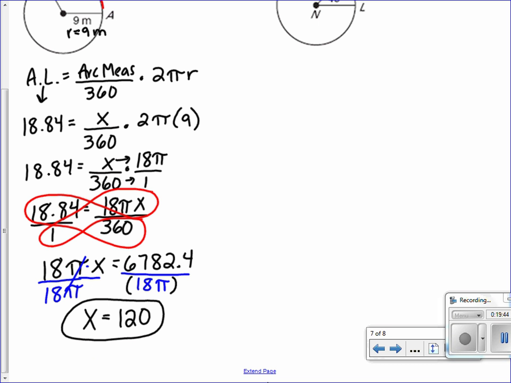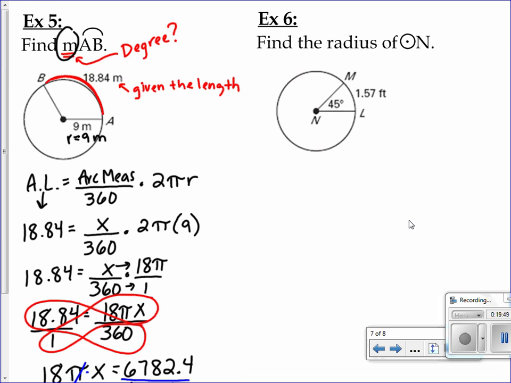Okay, almost done. Let's take a look at example 6 here. So we're going to find the radius of circle N. So let's see what we've been given. Okay, we've been given this feet for arc ML. So is this arc measure or is this arc length? This is the length of arc ML. We're also given the central angle, which will be the arc measure. We're looking for the radius. I'm just going to call it x. We don't know it. So we're still going to use arc length equals arc measure over 360.